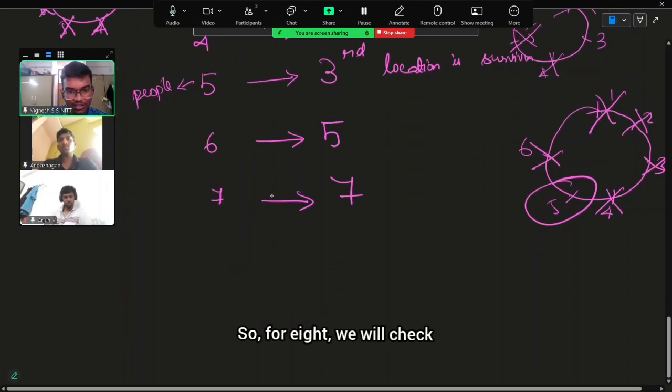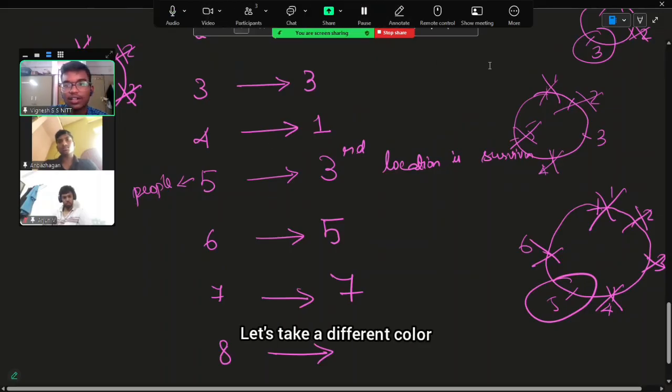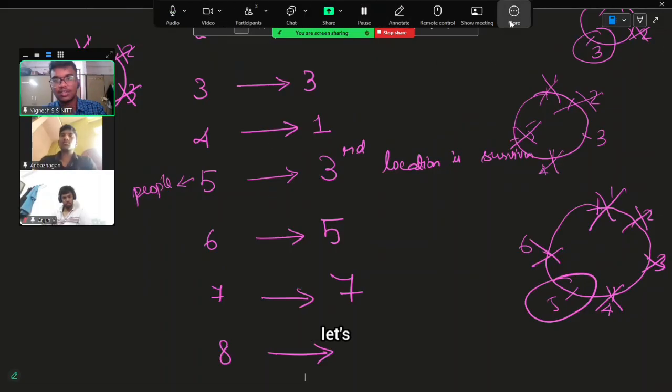So for 8, we will check. This is going to be interesting now. For 8, I am going to take a different color. Let's go.